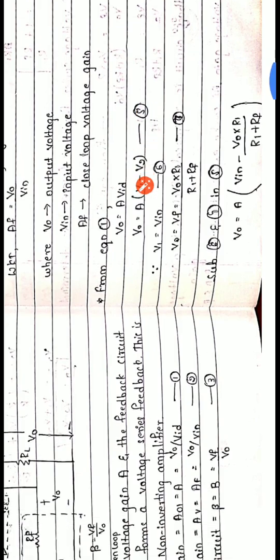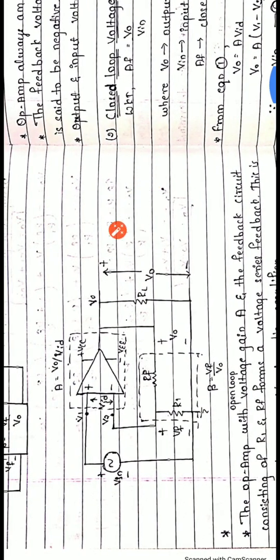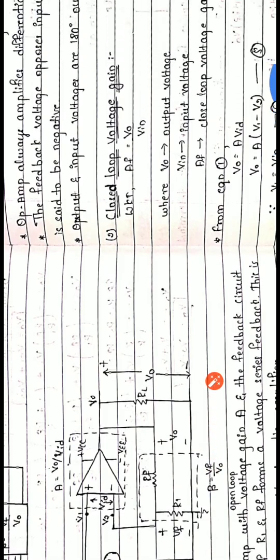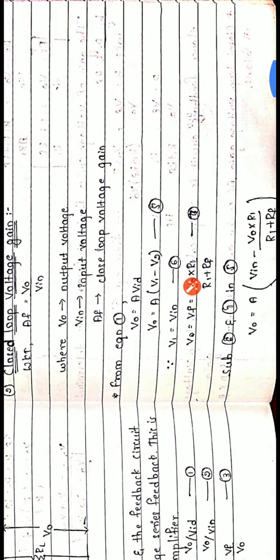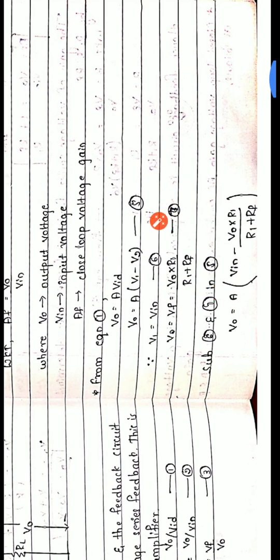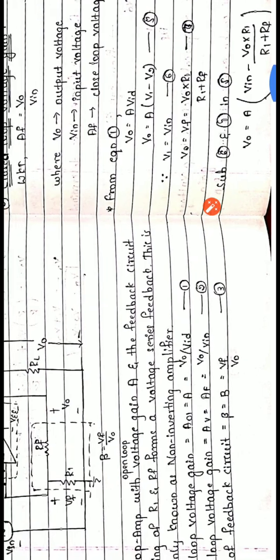So now V0 equals A into Vid, which is nothing but V1 minus V2 from the circuit diagram. Now we know from the circuit diagram, V1 is connected to Vin, V2 is connected to Vf. So you can replace V1 by Vin and V2 by Vf here. The same thing is done here. So V1 is replaced by Vin, V2 is replaced by Vf, whereas Vf is written as V0 into R1 divided by R1 plus Rf. So how is it written here from the feedback network?